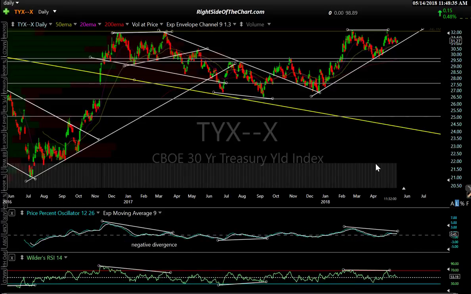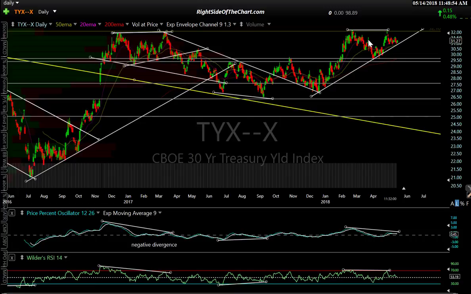Now we're looking at rates. This is TYX, which is the 30-year Treasury Yield Index. So we're looking now at rates, almost TLT in reverse, if you will. What I see here, as you can see, I've noted this potential divergence. We need to see a little bit of downside. There's a pretty nice, well-defined trend line.